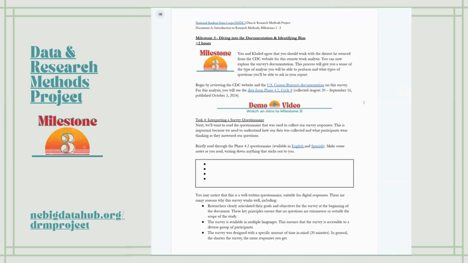Begin this milestone by reviewing the CDC website and the US Census Bureau's documentation on this survey. For this analysis, you're going to be using the data from phase 4.2, cycle 9, specifically collected between August 20th and September 16th, and then published in October of 2024. Go ahead and get started by reviewing the website and the links provided in your document. Come back when you're ready to start working on task number 4 together. This process should take you about 10 minutes.